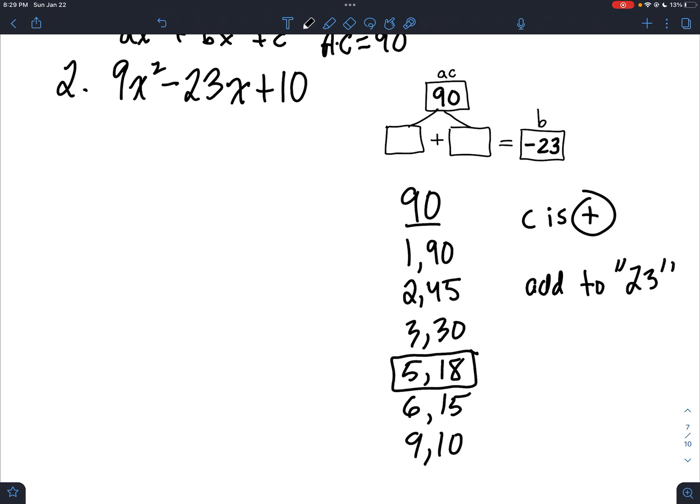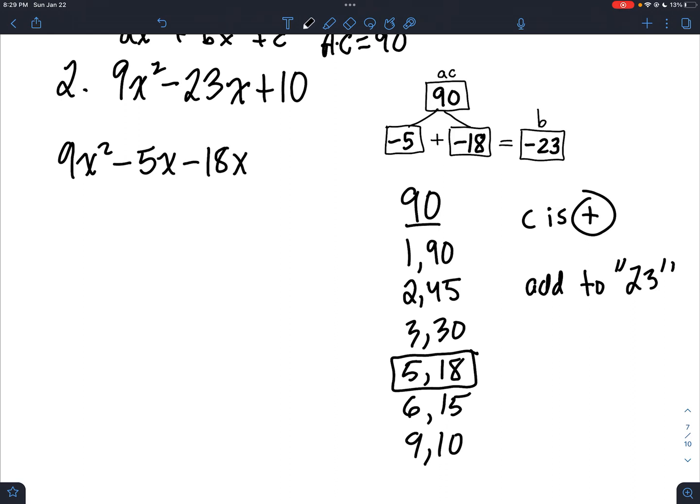So the reason why 5 and 18 are nice is because they multiply to 90, and if they had negative signs, they would add to negative 23. So it turns out that that works, and we do have the flexibility. You are allowed to put signs in those boxes. So this would be the answer here.